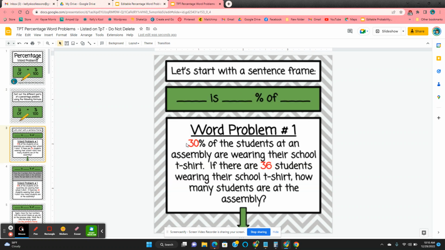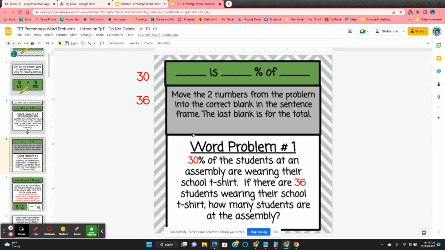So if they have this word problem, I have the numbers that they need in red, so that kind of helps the students pick out the numbers. And then the arrow tells them that they're going to move to the next slide. So you have two numbers here, 30 and 36. They need to put these in the correct place in the sentence frame. I always instruct them to do the percentage first because that's the easiest one to do. So the percentage is 30%, so 30 is going to go right here in the center. And they just click on the outside of that blue box and move it into place.